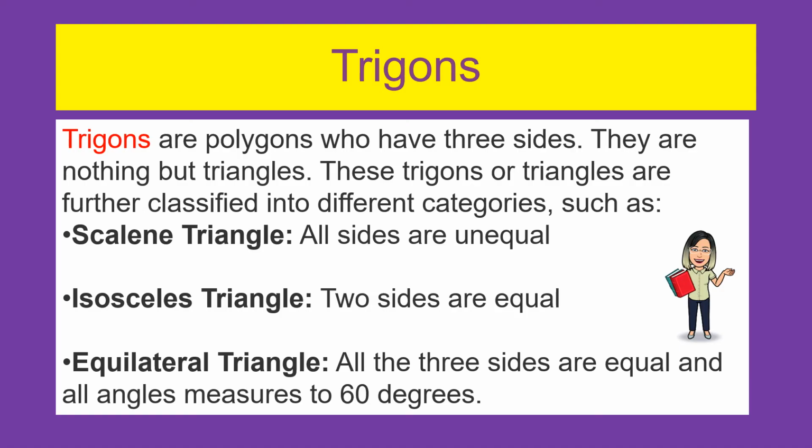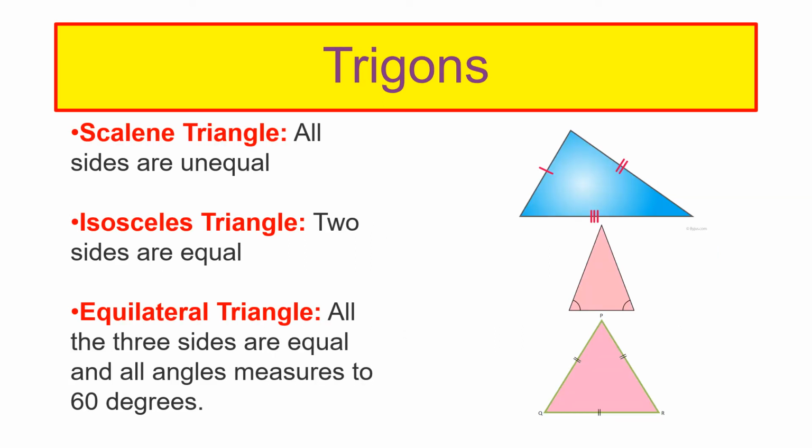So we have trigons. Trigons are polygons which have 3 sides. They are nothing but triangles. These trigons or triangles are further classified into different categories such as scalene triangle, where all the sides are unequal; isosceles triangle, where 2 sides are equal; and equilateral triangle, where all the 3 sides are equal and all the angles measure 60 degrees.